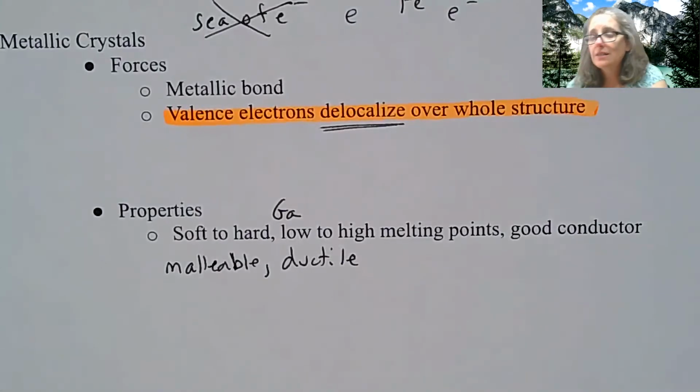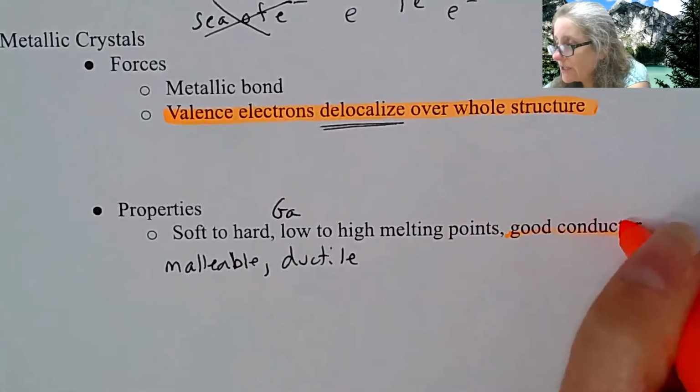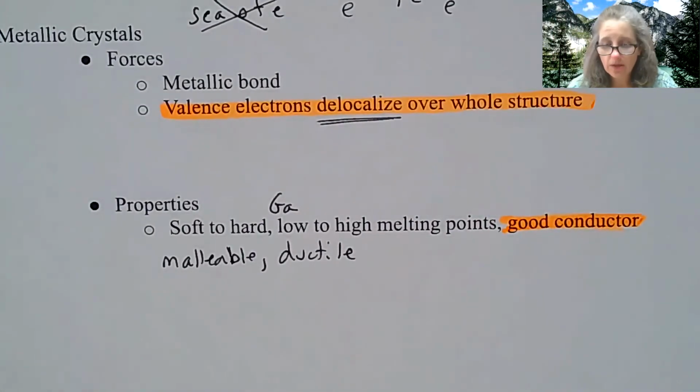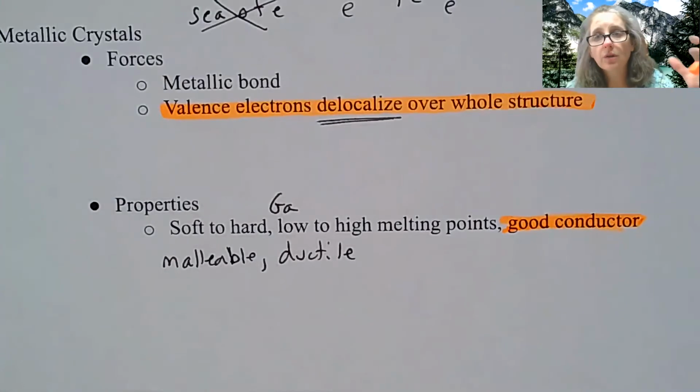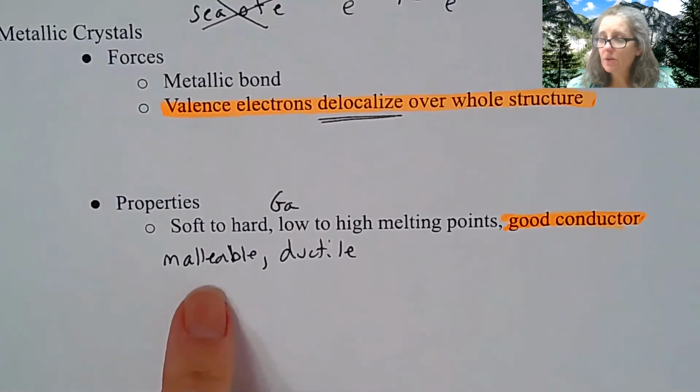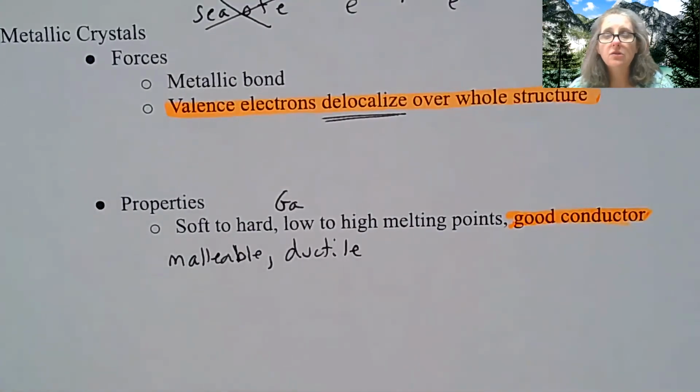They are very good conductors, though. That you will definitely need to know, and that is because those electrons are completely throughout the whole structure, so you can conduct very nicely. And that is why metallic crystals are malleable and ductile, because you can shape them into copper wires and sheets like aluminum foil, because of that structure.